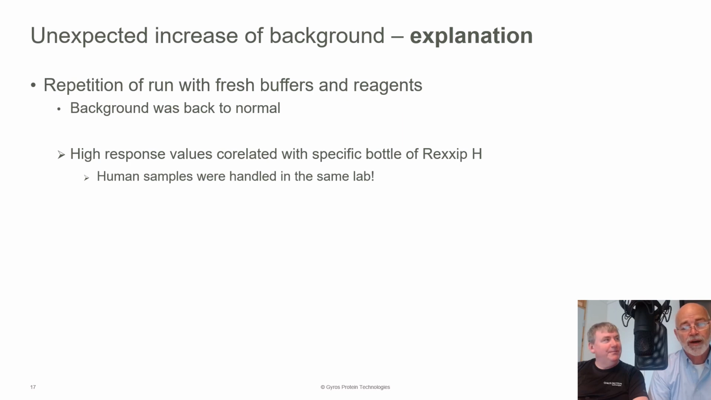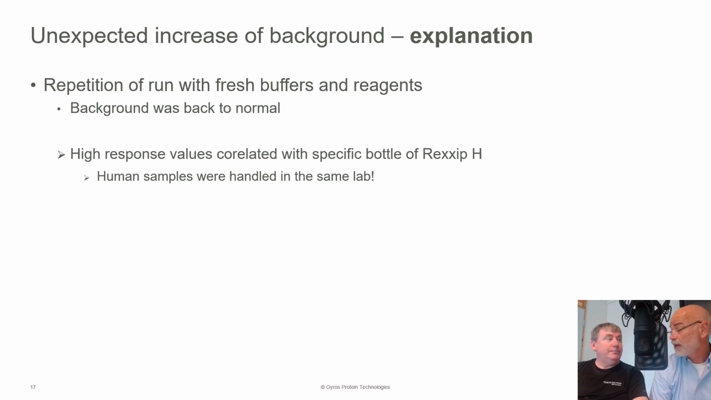Well, there we've paused to give you a little bit of time to consider the answer, but here you can see one of the options that we want to consider is repetition of run with fresh buffers and reagents gave us a normal background, and then high response values were correlated with a specific bottle of Rexip H. So it's possible that your Rexip buffer was contaminated in some way.